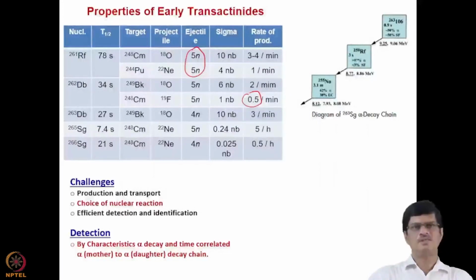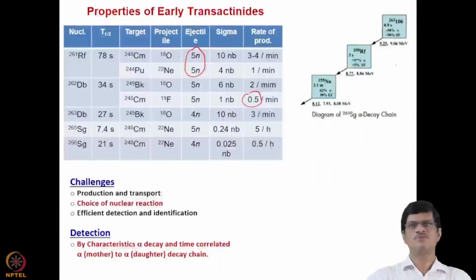The detection is done by the characteristic alpha decay and the time-correlated alpha of the mother to the alpha of the daughter in the decay chain. I have shown that in this diagram here, where you have 263 seaborgium, which is decaying to 259 rutherfordium. So 263 seaborgium has a half-life of only 0.9 seconds, and this is decaying to 259 rutherfordium with a half-life of 3 seconds, which is subsequently decaying to 255 nobelium with a 3.1 minute half-life.